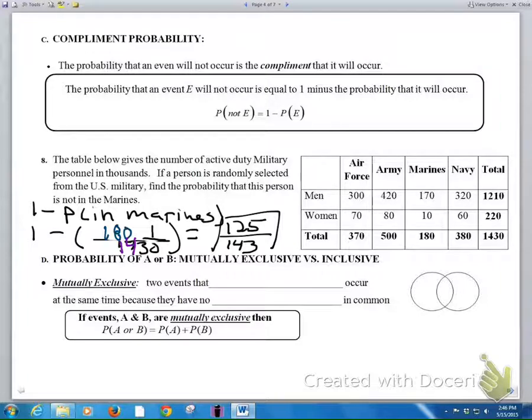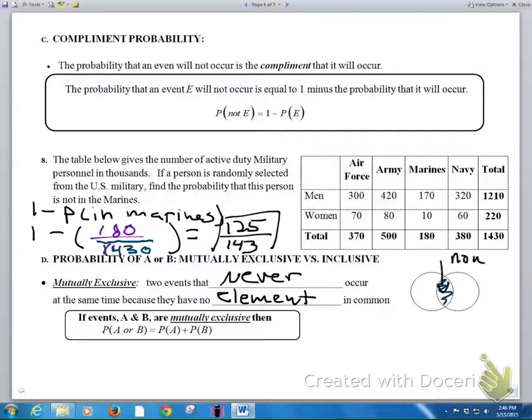So, mutually exclusive. Okay, mutually exclusive: two events that never occur at the same time because there is no overlap. So the probability of a mutually exclusive event, the probability of A or B happening, is just the sum of the two things. So or is always addition. So there is no overlap for mutually exclusive events.